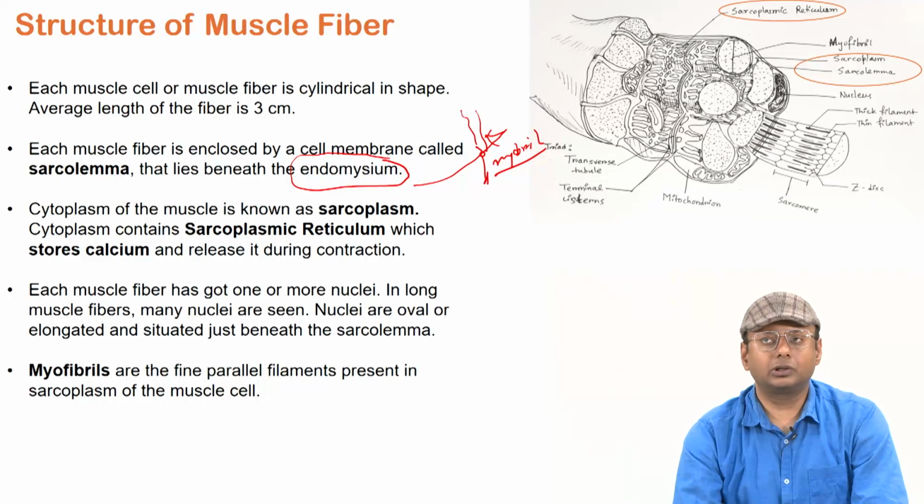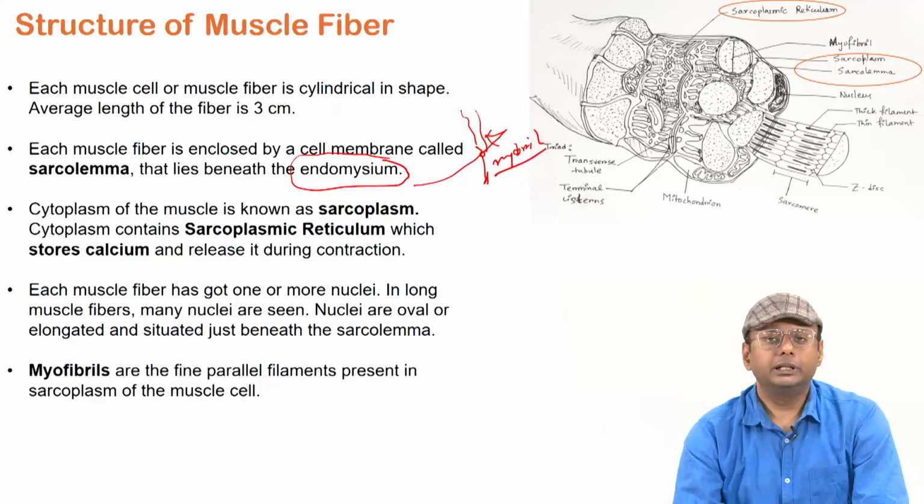The cytoplasm of the muscle is also called sarcoplasm, and inside the sarcoplasm there is a lot of endoplasmic reticulum, which is called the sarcoplasmic reticulum. The role of the sarcoplasmic reticulum is very crucial because it stores calcium, and during the contraction process it releases the calcium and muscle contraction happens. How the sarcoplasmic reticulum releases the calcium we will discuss in our next class, but just try to remember these basic components of the muscle fiber.